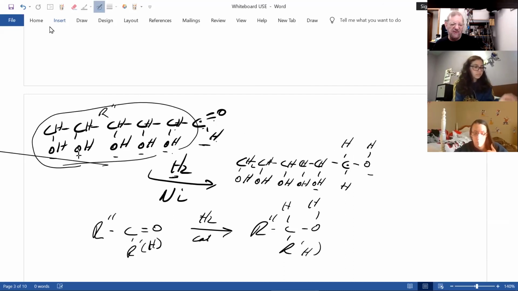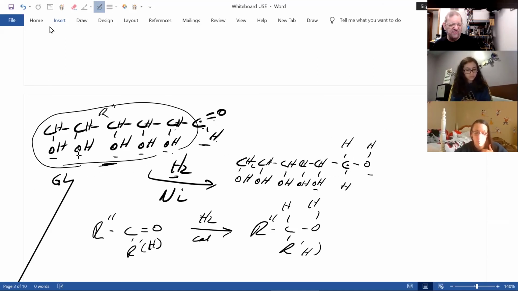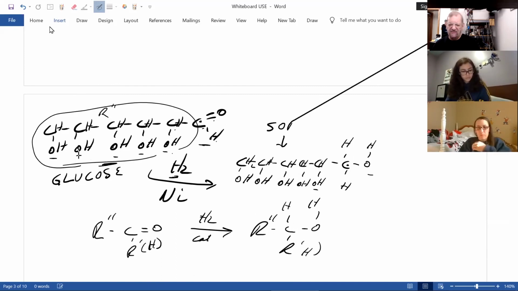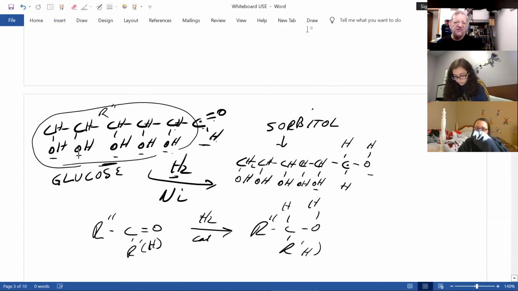Well, it turns out this molecule, which I'll teach you later on, is called glucose, which when we get into sugars and carbohydrates, that's the most abundant sugar in all of nature. Now, this new molecule, these are common names, not IUPAC, is called sorbitol. And you're probably saying, so what? Well, let's take a look.